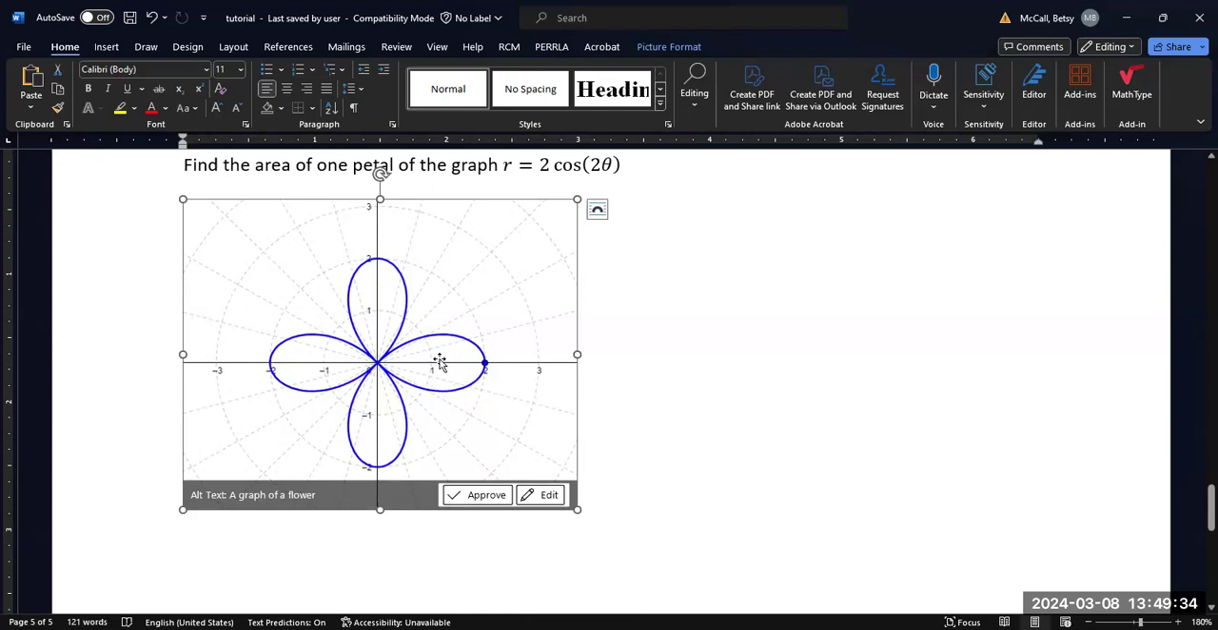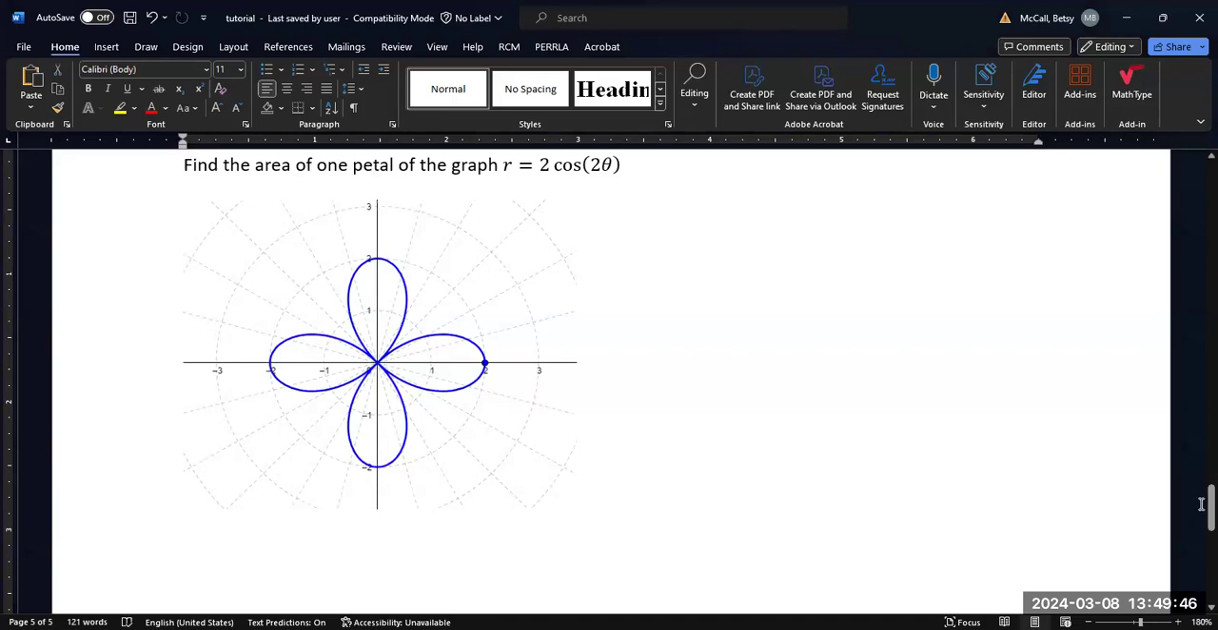Now, if we know what the area of one petal is, we can multiply it by 4 to get the value for the entire area enclosed by the function. But instead, we're just going to work on one petal at a time, and then symmetry will take over if we need more. Now, considering this graph, the petal is going to begin and end when it crosses the origin.